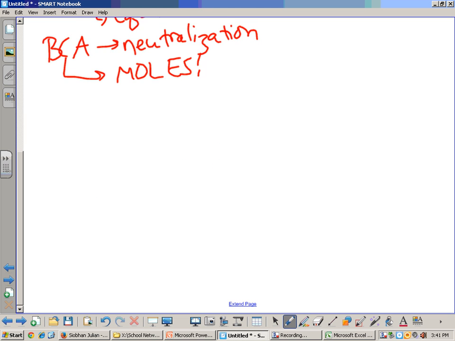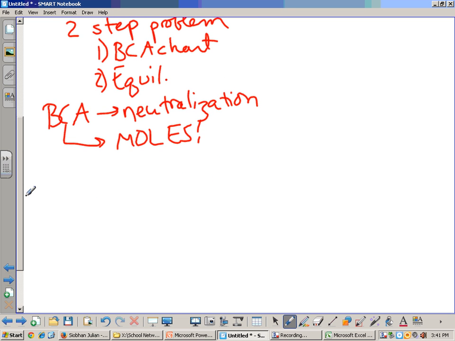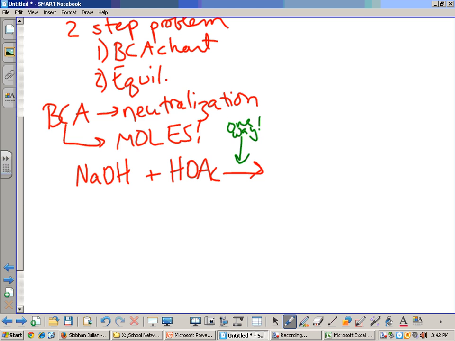So the reaction I'm going to write is neutralization, and I'm going to put moles into it. I've got sodium hydroxide and acetic acid. It's an acid and a base, so they neutralize one another. Notice, this is a reaction that goes one way, until one of the things is gone. This is not an equilibrium reaction. And we're going to create from this sodium acetate, and we have water.